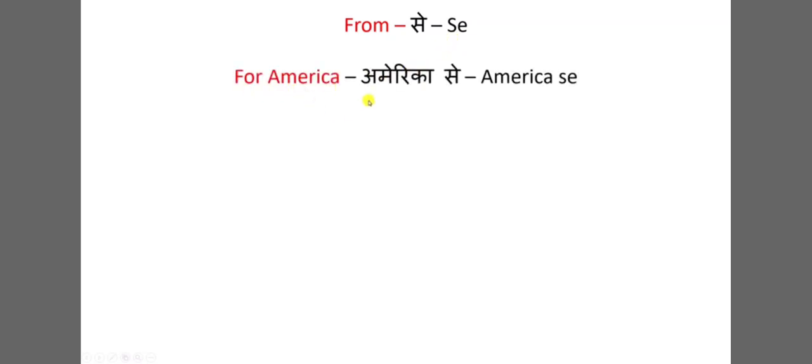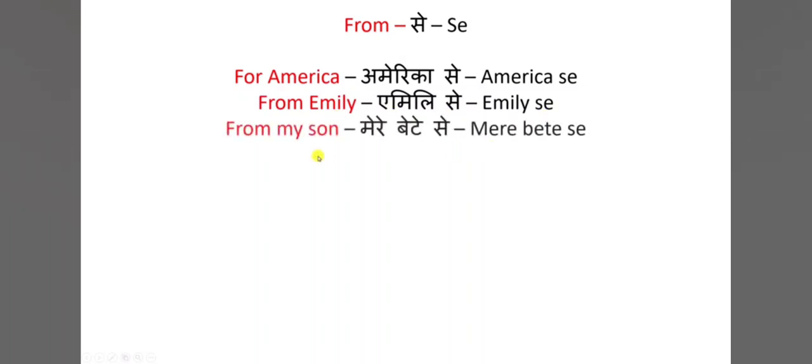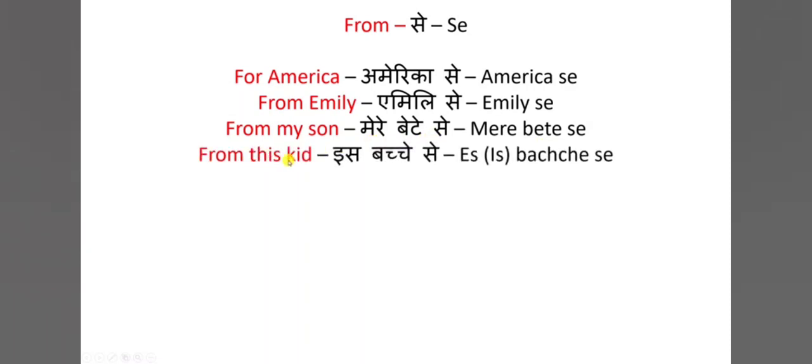Next, from is से. से, a single word postposition. From America is America से. From Emily is Emily से. From my son is मेरे बेटे से. मेरे and बेटे both are in oblique forms. From this kid is इस बच्चे से. इस and बच्चे both are in oblique forms.